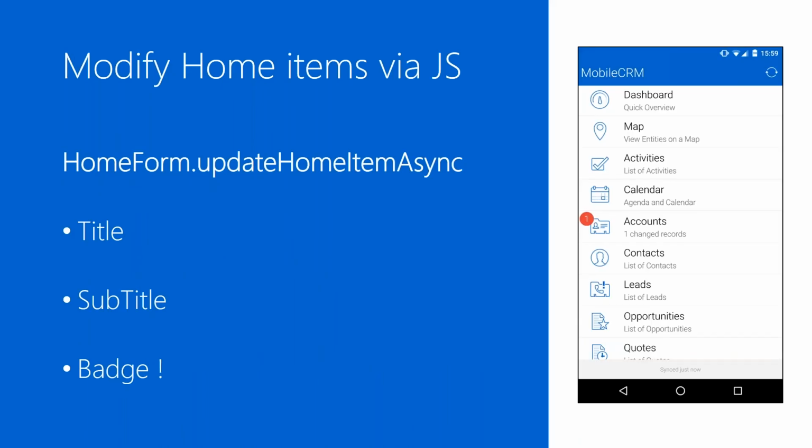As I said, we have enabled this to be done via JavaScript. There is a new function called updateHomeItemAsync, which takes one of the items on the home form and changes the title. So what do you see here? Subtitle. If it's enabled on the home form, then you can change it as well for some context information. And a new thing, the badge, which is this one, the red circle with the number in it, which I think is the most exciting of the three.